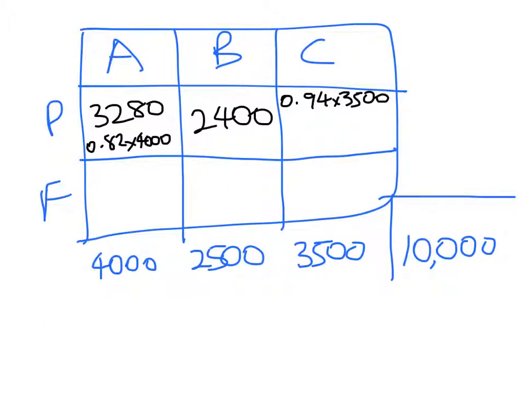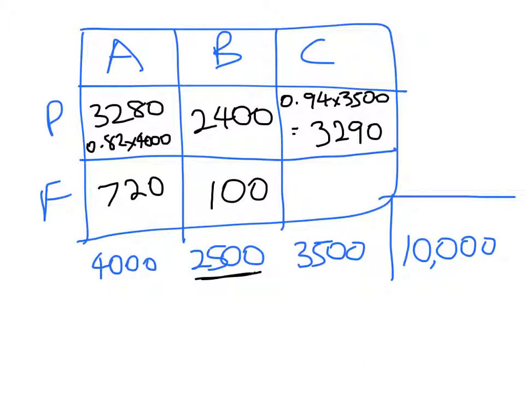And that's going to equal 3290. So down here I'll have 100 because they have to add up to 2,500. And in this slot here I'm going to have 720. And in this slot here I'll have 210.